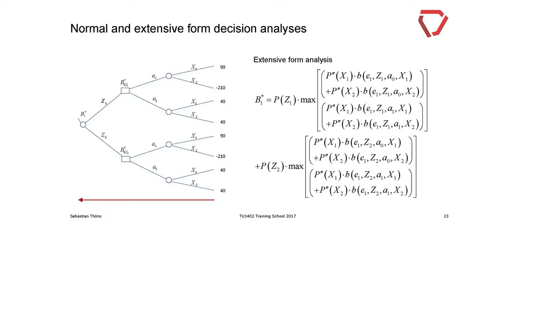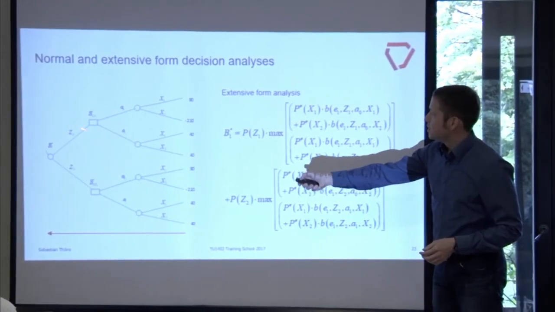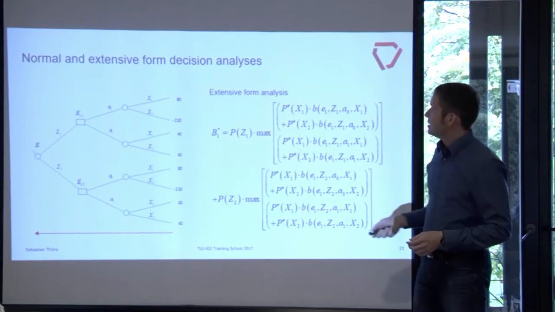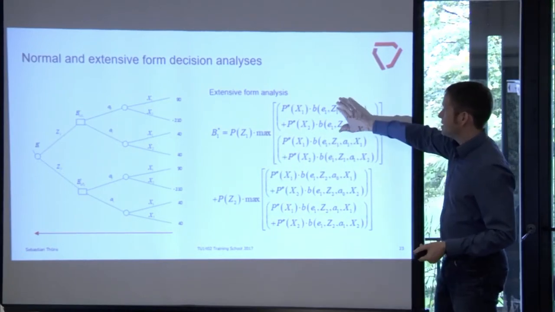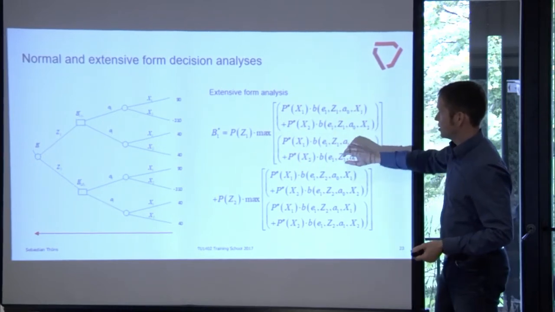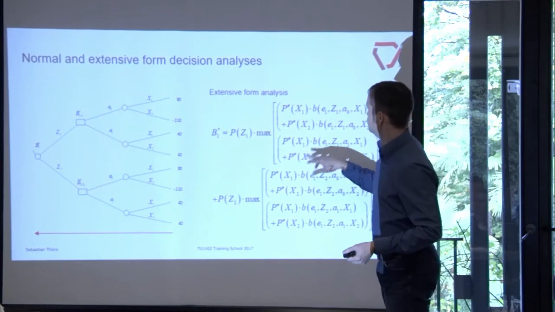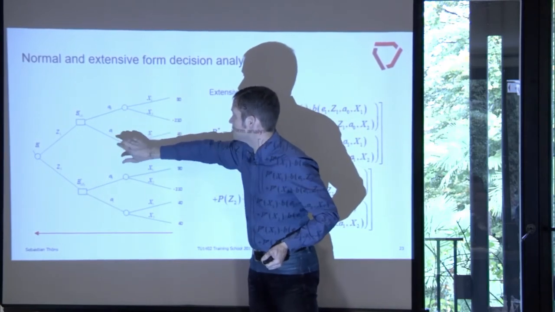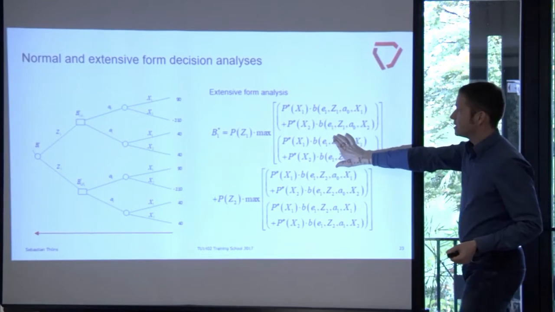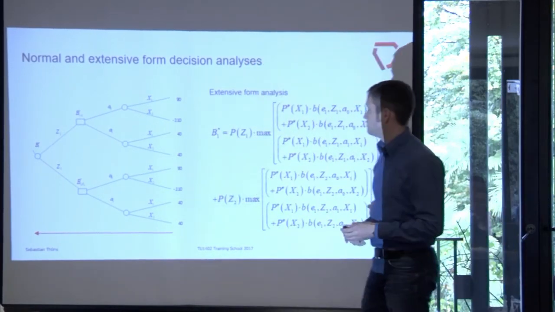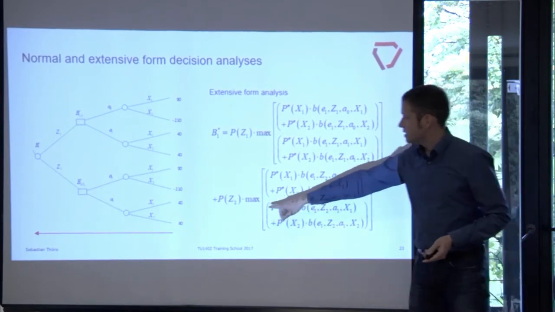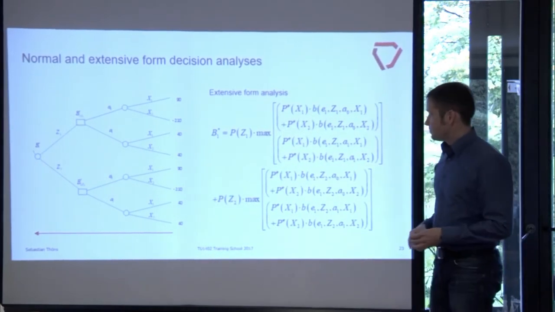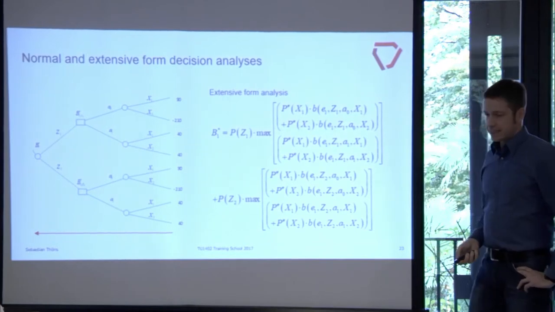And basically we are describing here the probability. We have the Z1 branch here, that's the probability of Z1. And then we have a maximization operation for this expression referring to the A0 branch here, and the other part will be here, that's the A1 branch. Plus the probability of Z2 times the maximization of this branch or this branch. So this is the extensive form.